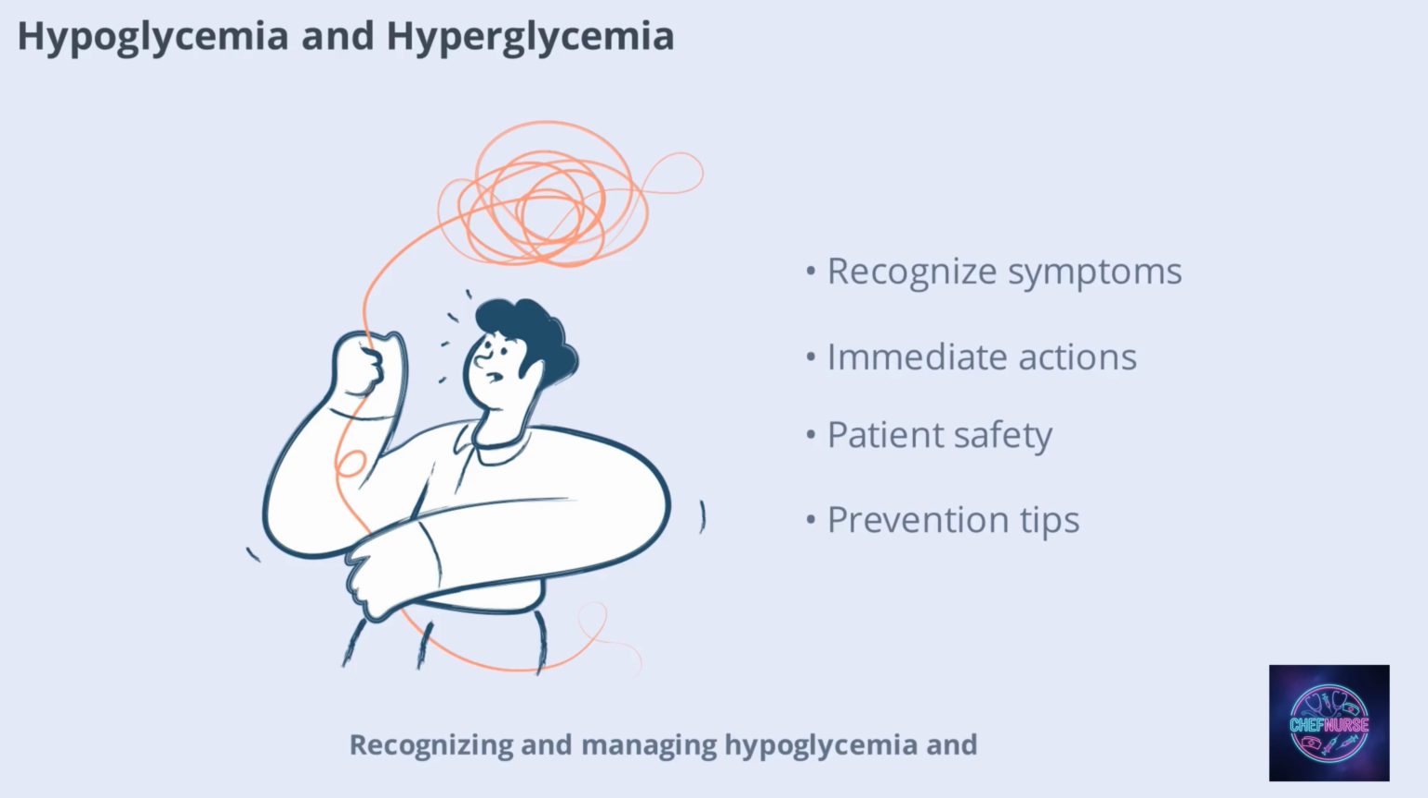Recognizing and managing hypoglycemia and hyperglycemia is vital for patient safety. Hypoglycemia presents with symptoms like shakiness, confusion, and sweating, while hyperglycemia may cause increased thirst and urination. Know the immediate interventions for each, such as administering glucose for hypoglycemia and insulin for hyperglycemia. Patient education on recognizing early signs and preventing complications is key.